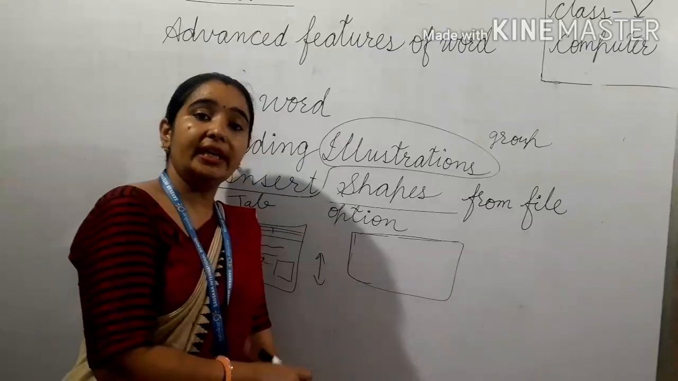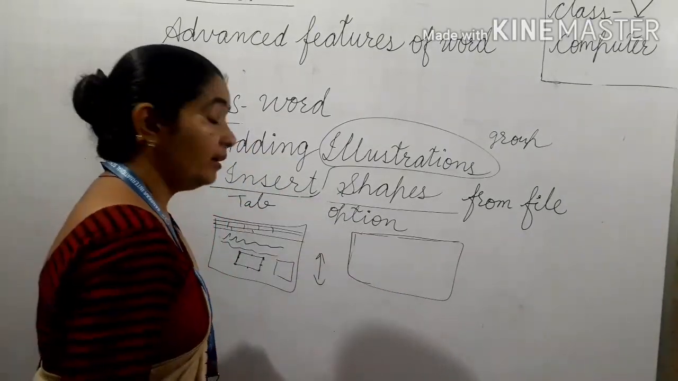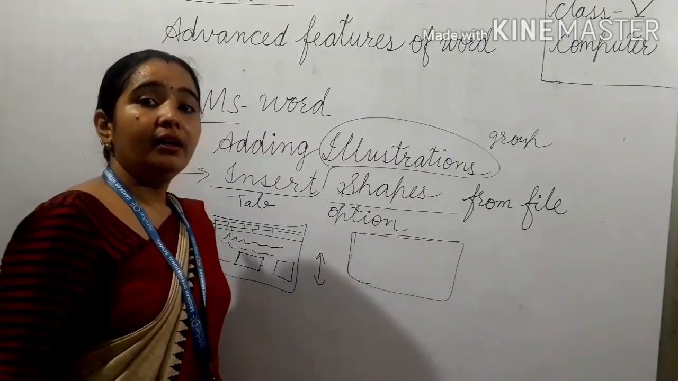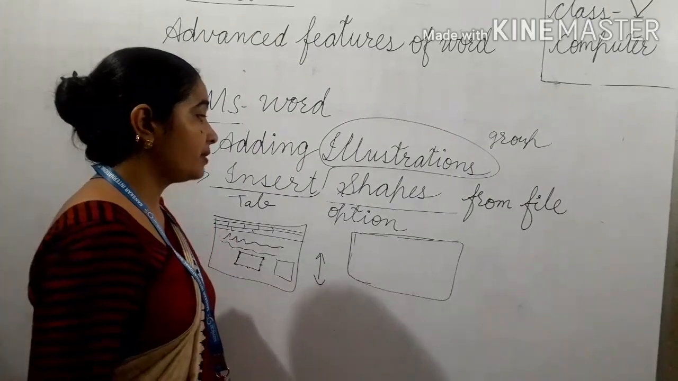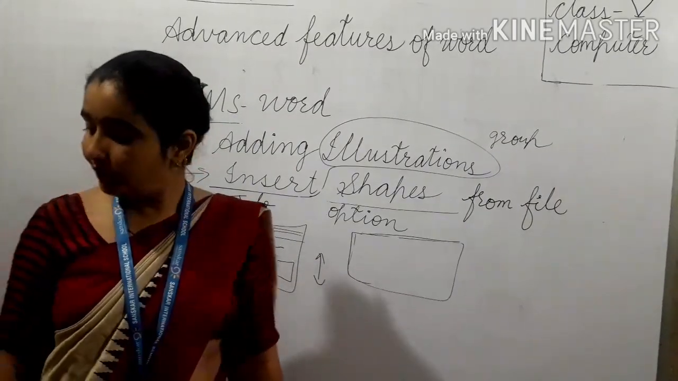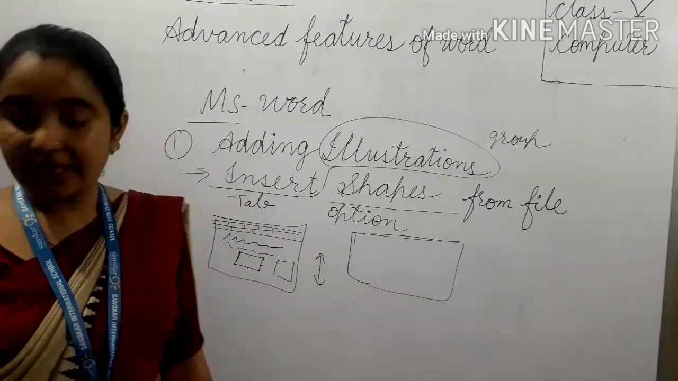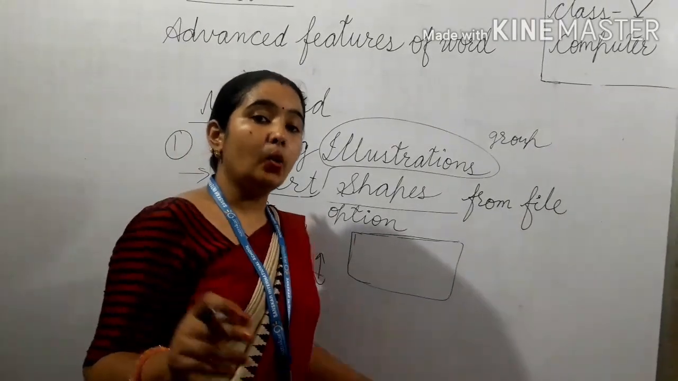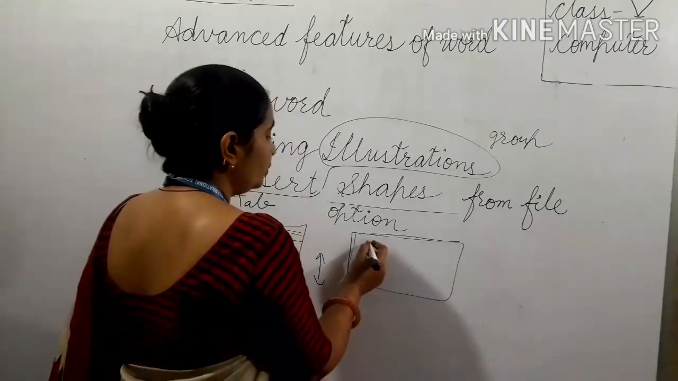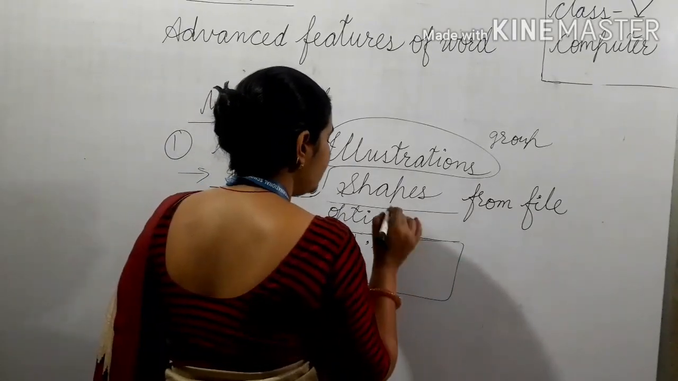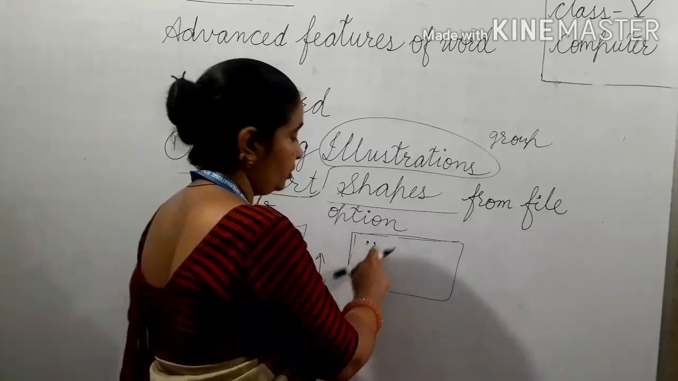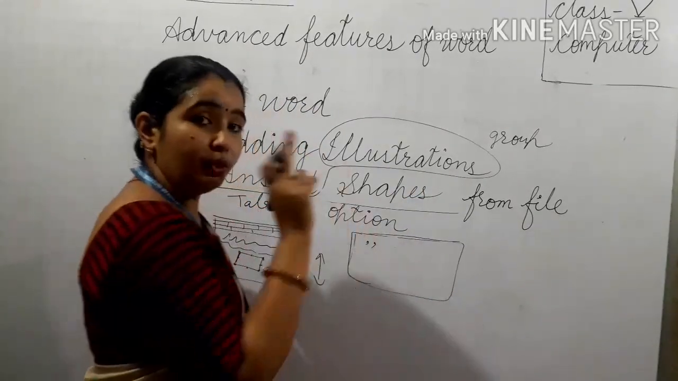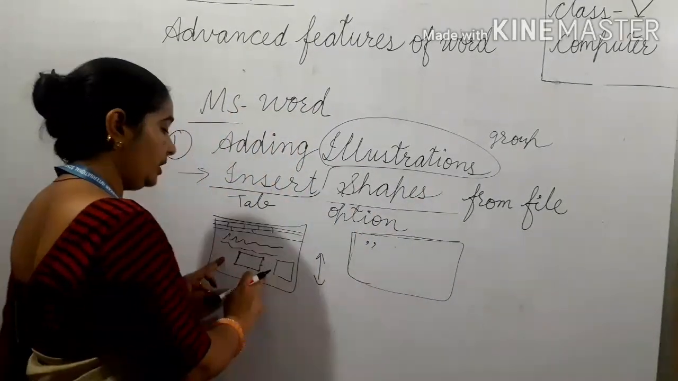Which kind of shapes you will get in shapes option? Circle, rectangle, square, cloud shapes. With that, you will get so many different options like flowcharts, callouts and codes. So you will get this option here. Which option you want to choose, or which kind of shape you want to choose, same as picture.